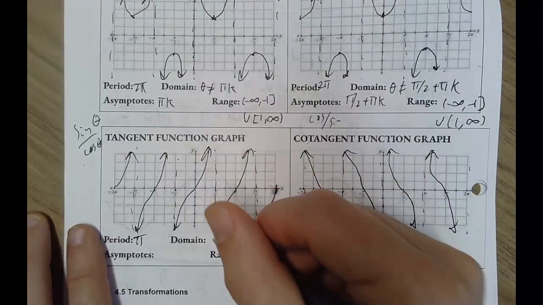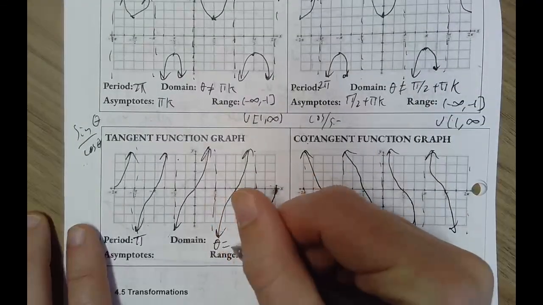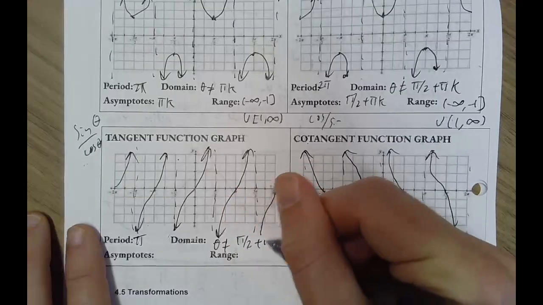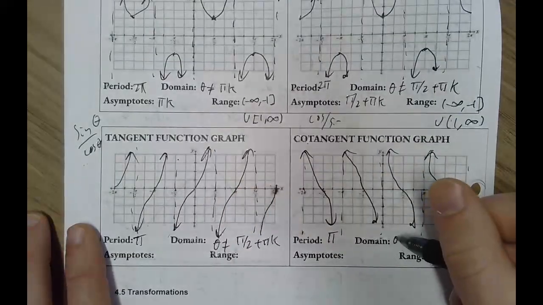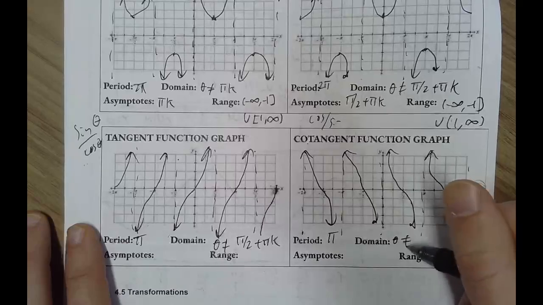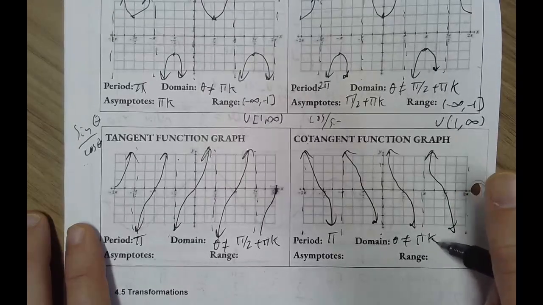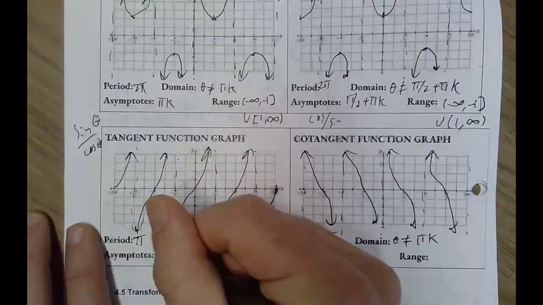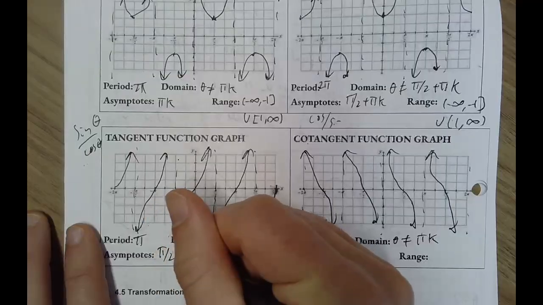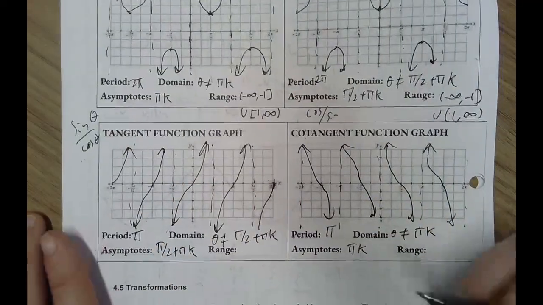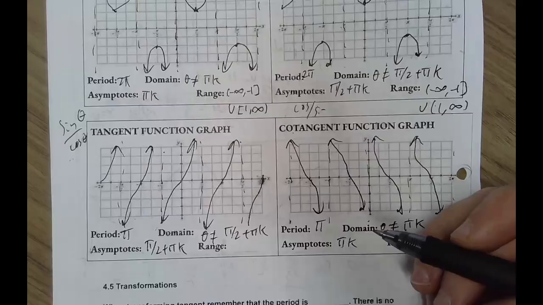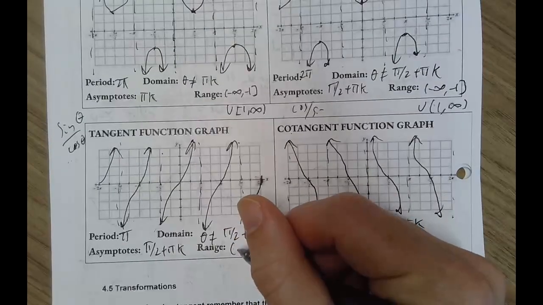The domain is the same as this, so theta cannot equal pi over 2 plus pi k. Domain: theta cannot equal pi k. Asymptotes are pi k, pi over 2 plus pi k. And then the range is all real numbers.